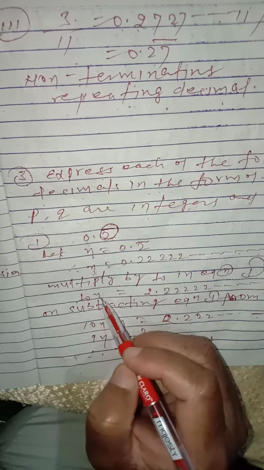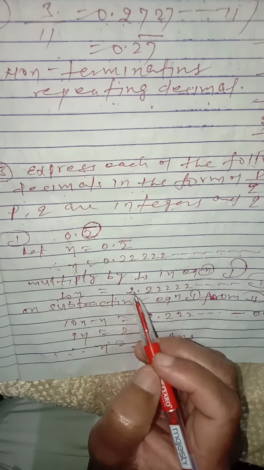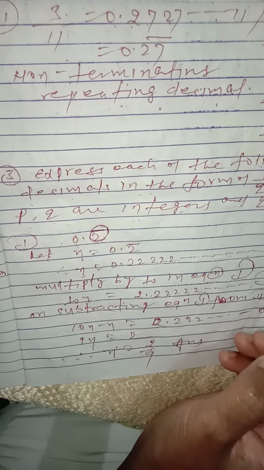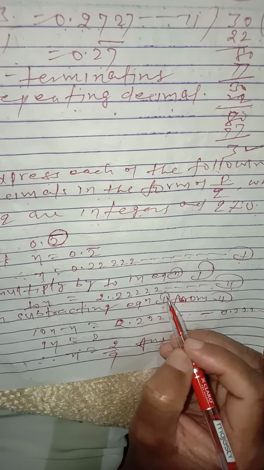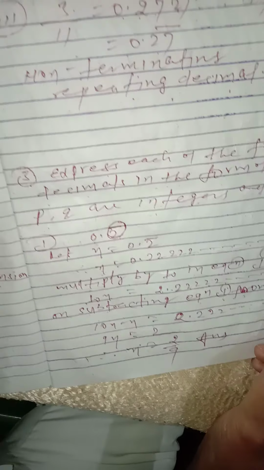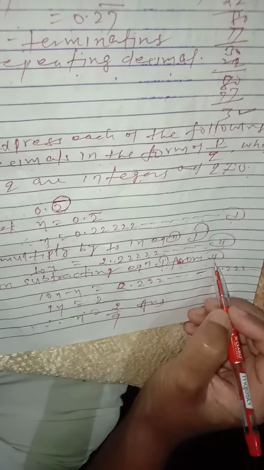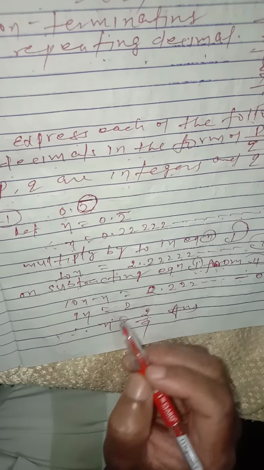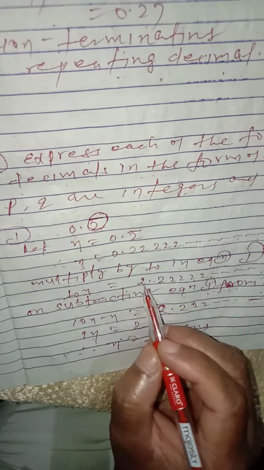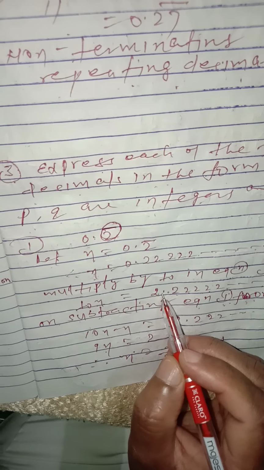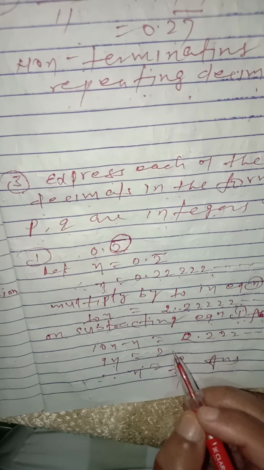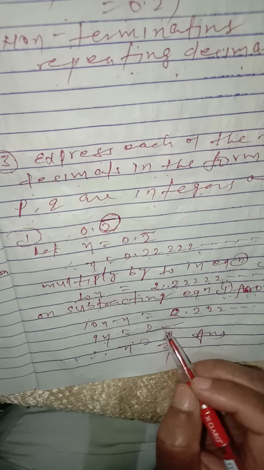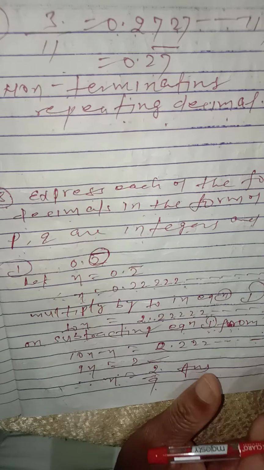So 10 into x, 10x equals 2.22222, infinite times. This is equation 2. Subtracting equation 1 from equation 2, 10x minus x equals 9x, and 2.2222 minus 0.2222 equals 2. So 9x equals 2. Therefore x is equal to 2/9, the answer.